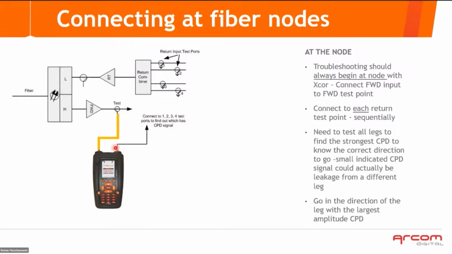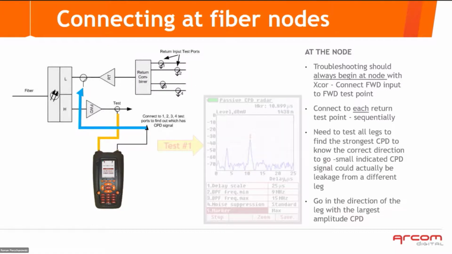So if different sides are fed by different forward signals, make sure that you always use the forward signal and the return signal from a particular section of the node. So here we are connected already with forward, and we begin testing by connecting to the combined return test port after the amplifier that is carrying information about CPD coming on all these legs. So we'll see them all.